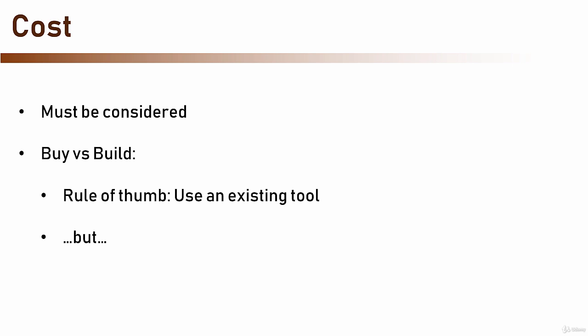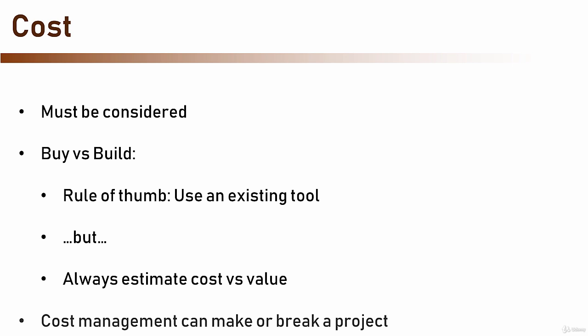To validate the choice of using an existing product, we must estimate its cost versus its value to the application. If the product costs $100,000 a year and has 200 features, but we only need 5 of them, then it might be a good idea to look at the in-house development option. Smart and effective cost management can make the difference between a successful and a failed project. Be sure to always be aware of the cost involved in the architecture's decisions.